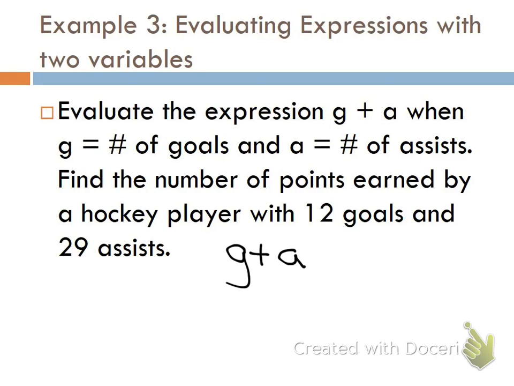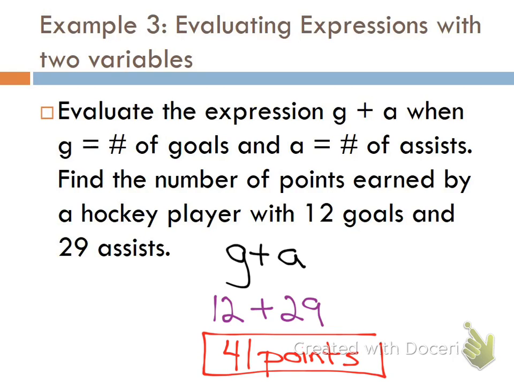And what's my substitution? What do I plug in for G? What do I plug in for G, guys? 12. And what do I plug in for A? 29. So I just add them together, and it's 41. But remember, because it's a word problem, I have to label, so 41 what? Points. And I've solved.